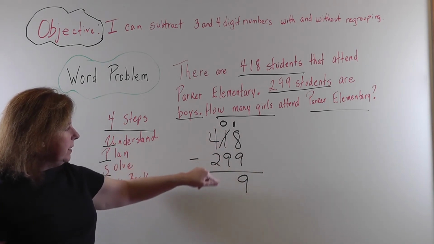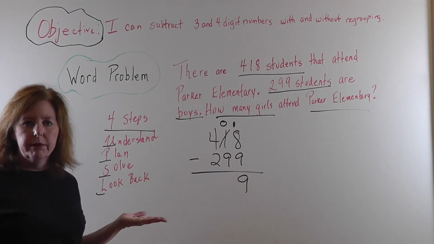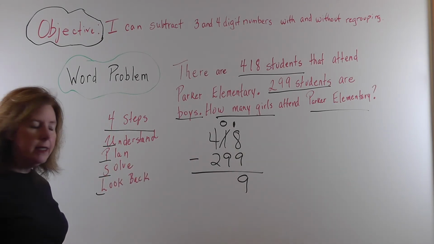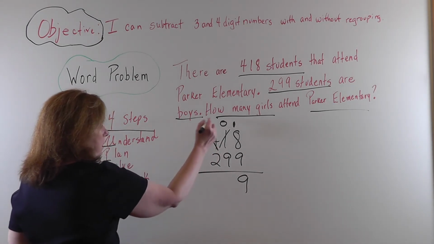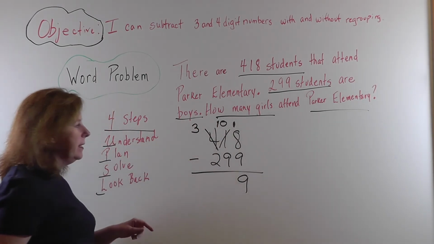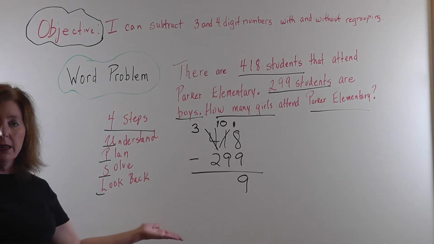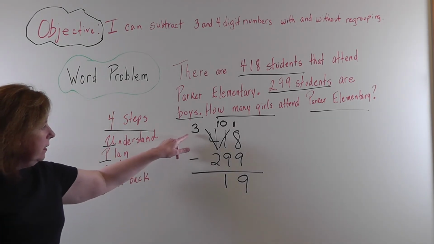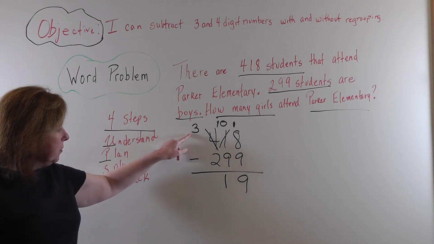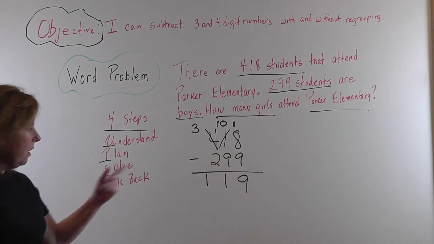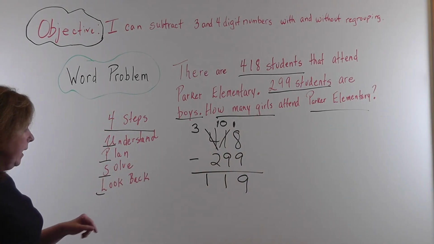So now I have 0 tens. 0 minus 9. Can't do that. So I have to go next door to my hundreds place, bust down that door, so the 4 becomes 3, and this becomes 10. Now I have 10 tens. 10 minus 9 is 1. Okay, now I subtract my hundreds place. 3 minus 2 is 1. So I just solved, and I'm going to look back.